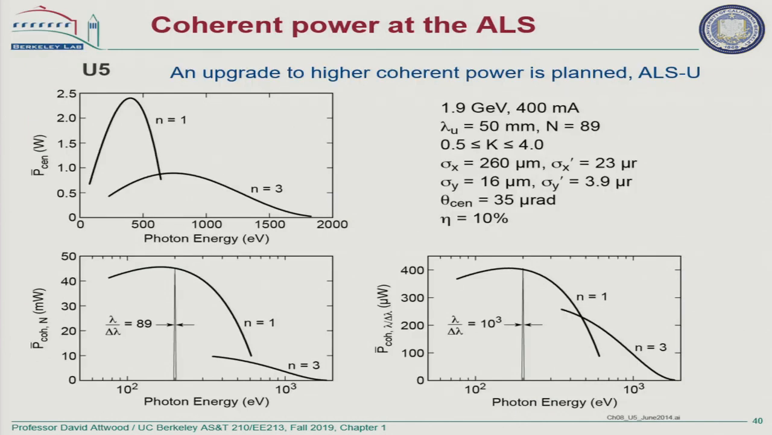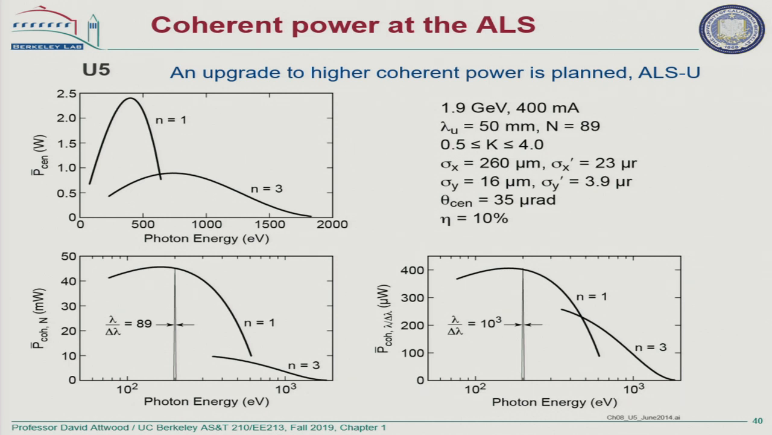And this is, I think, the last slide I'm going to show. This is showing just what we can get at the ALS. The top left one is showing all the power in the central cone versus energy. The n equals 1 and n equals 3 are first and third harmonic. So there's going to be this third harmonic, which has 3 times the energy, but lower amplitude. But if you want to go to higher and higher energies, you can get about 3 times higher by using the third harmonic.